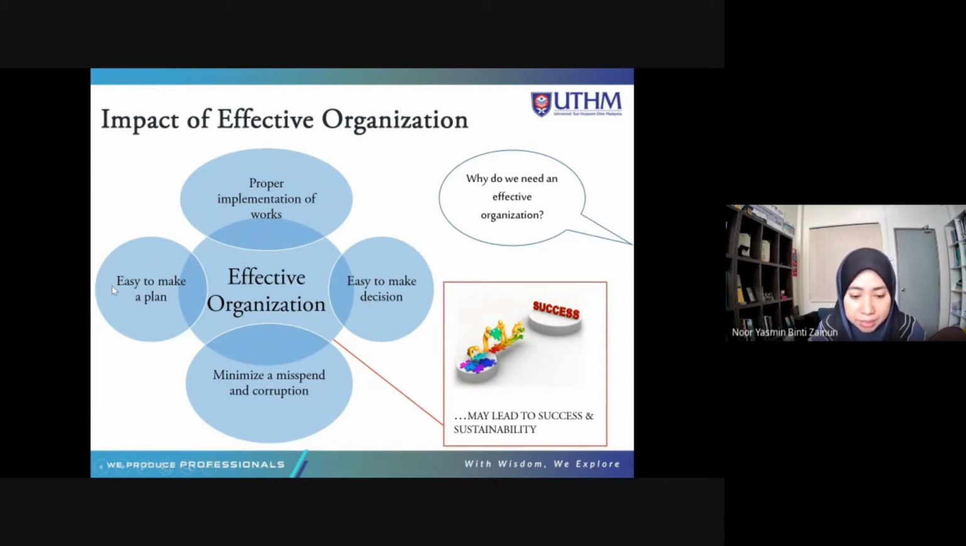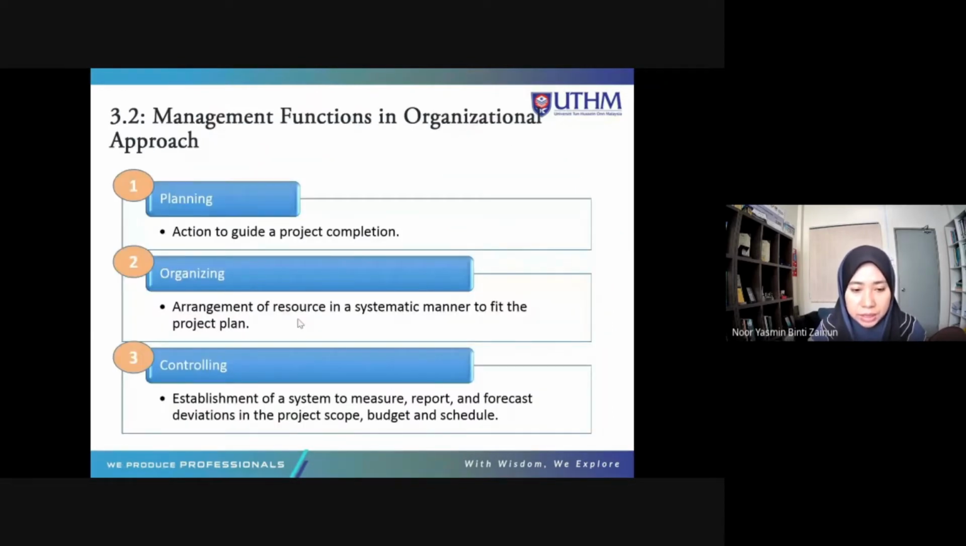So with this, effective organization may lead to a successful project and sustainability. Okay, so that's why we need an effective organization. The management functions in the organization approach have three functions, which are planning, an action to guide project completion, followed by organizing. So first we need to plan, organize, and after that control.